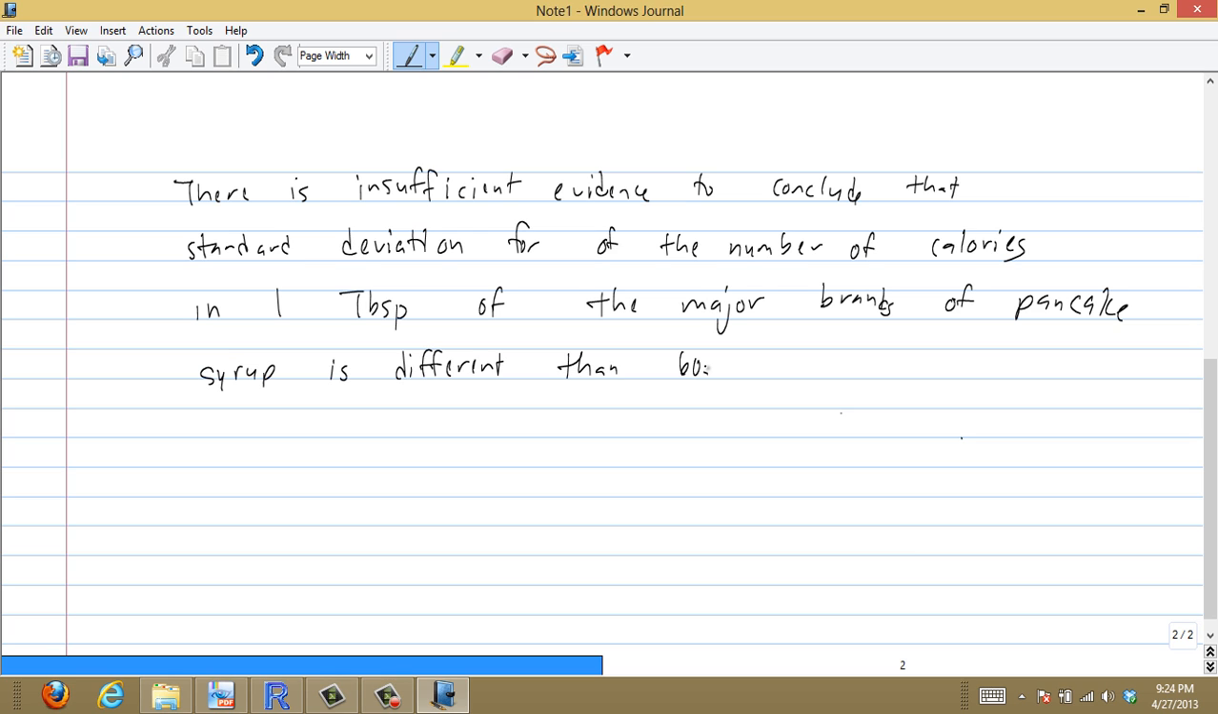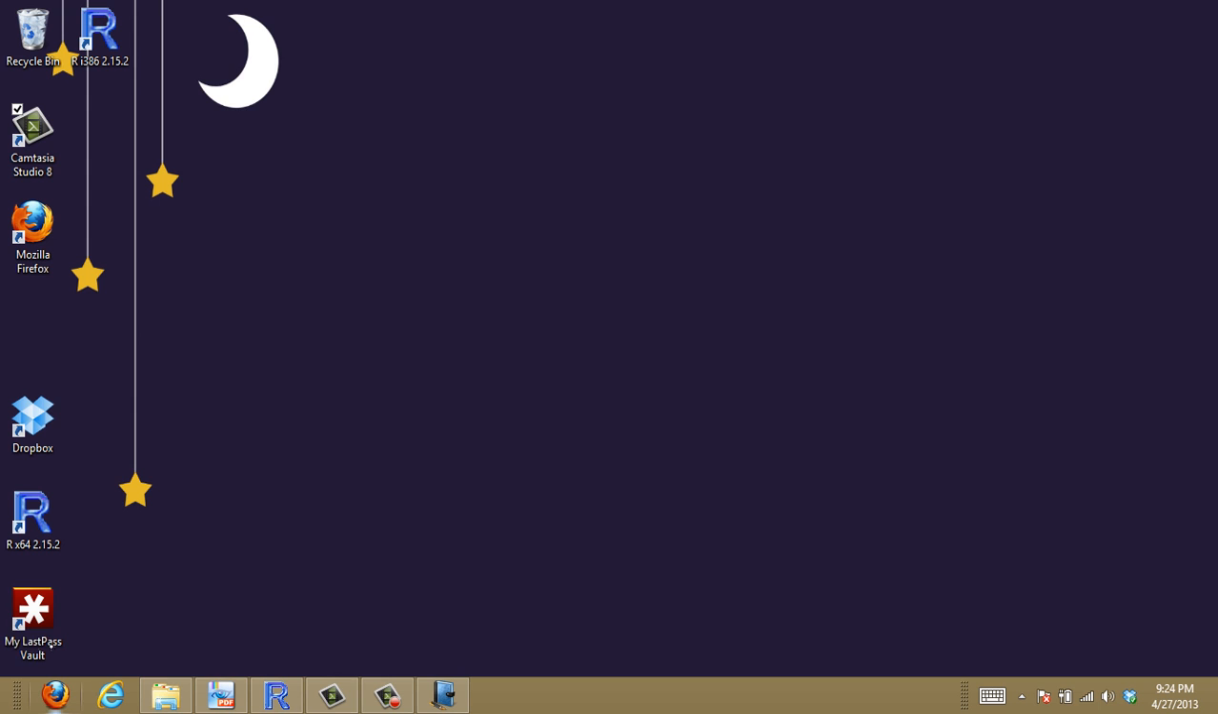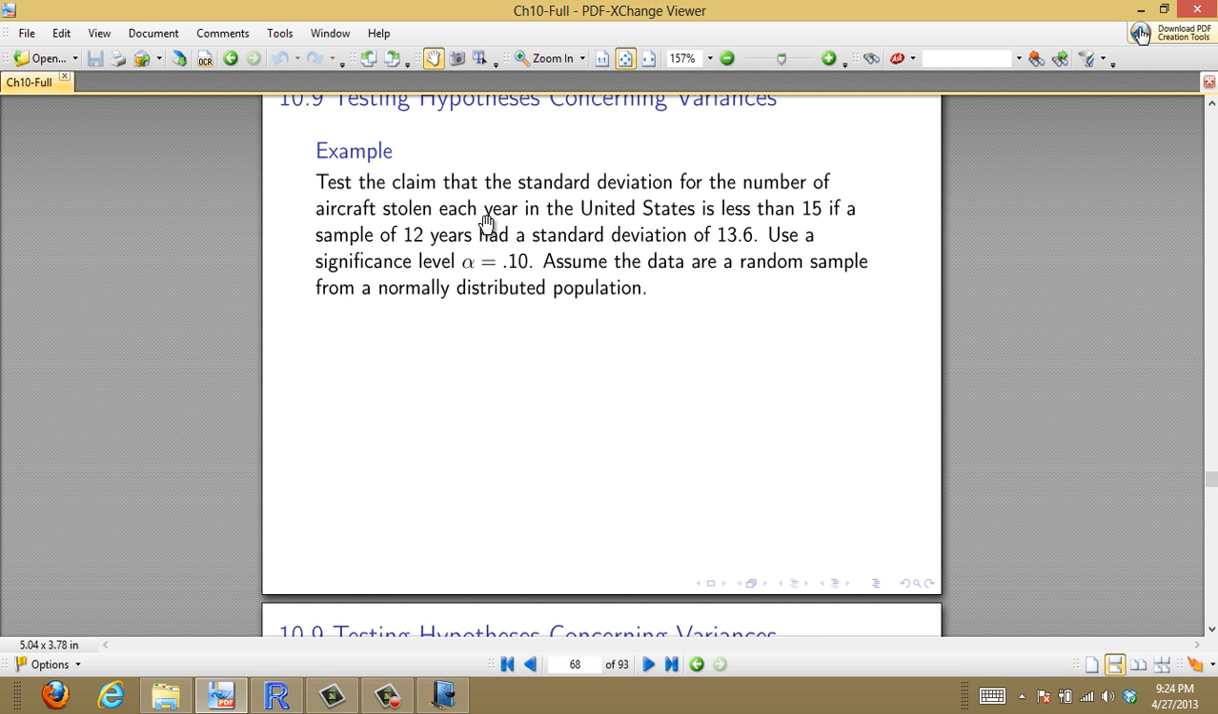So kind of a silly little example, but at least it gives us some practice in doing that kind of hypothesis test. And let's just do one more for good measure. Test the claim that the standard deviation for the number of aircraft stolen each year in the United States is less than 15, if a sample of 12 years had a standard deviation of 13.6. Use a significance level of 0.1, and we'll assume that we do in fact have a random sample from a normally distributed population. So the assumptions of this hypothesis test are met.